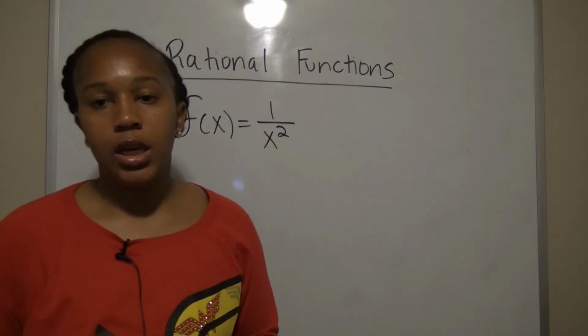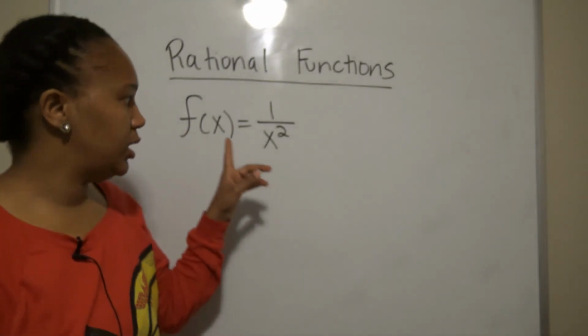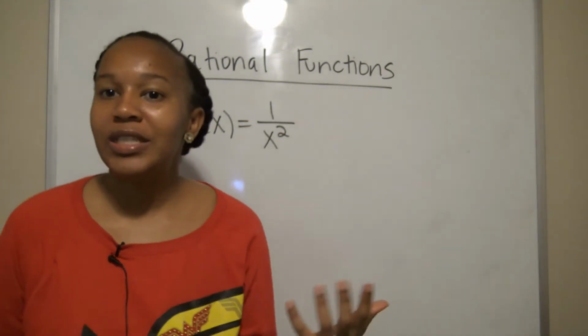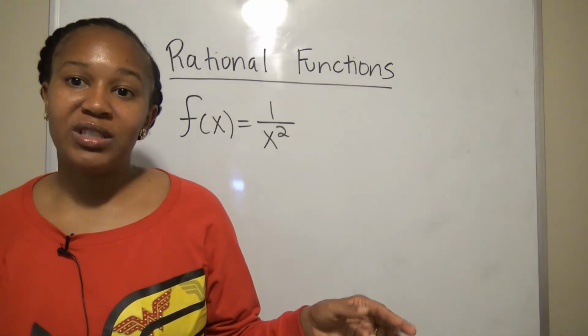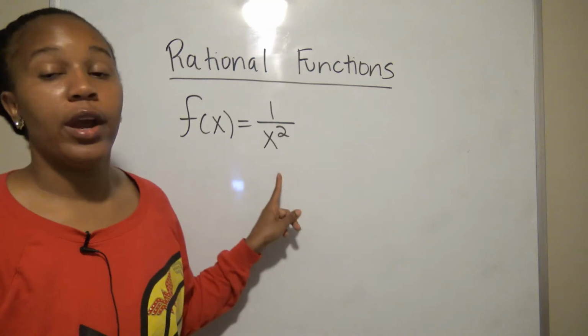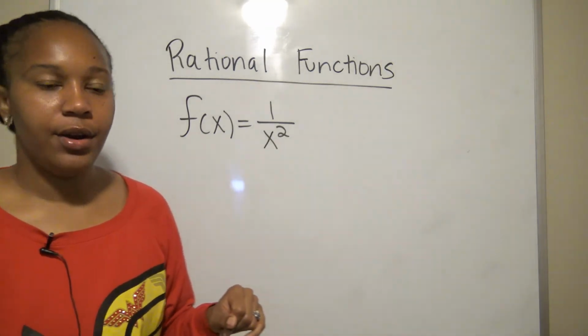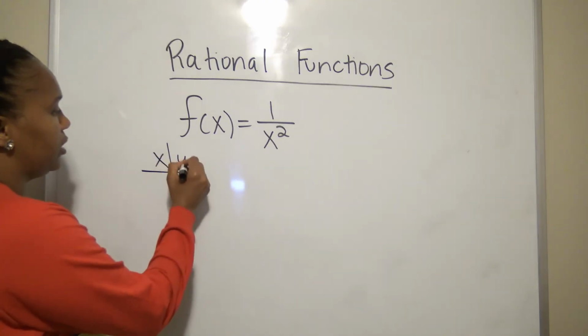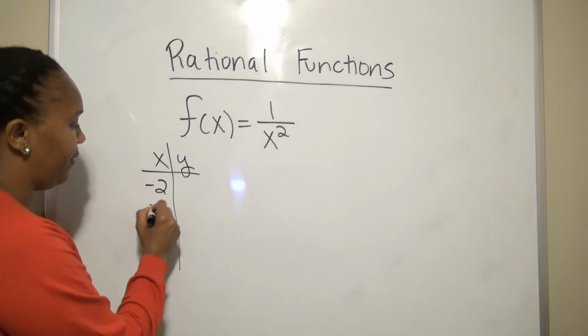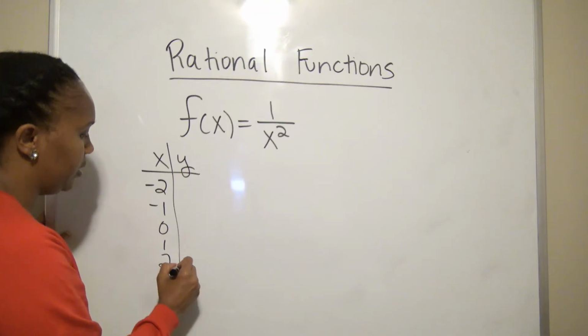Now we're going to take a look at another parent function, which is 1 over x squared. This one doesn't have a name like the reciprocal function does, but it looks really similar to the reciprocal function, except you're squaring the x that's in that denominator. Alrighty, so I want to look at this and I want to graph it by using a t-chart, picking my favorite 5 numbers and plugging them in and see what I get.